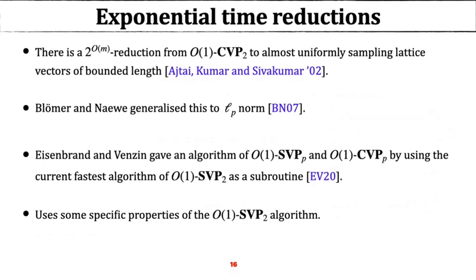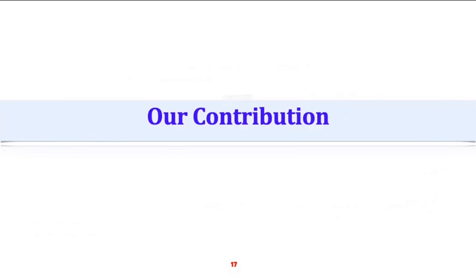So now let's talk about our contribution. In this work, we show a number of reductions between SVP and CVP, which take 2 to the epsilon m time. The first reduction is from SVPq to SVPp, and we lose the approximation factor by order of 1 over epsilon to the power 1 by p. It is like we are reducing SVP from a larger norm to SVP in a smaller norm.